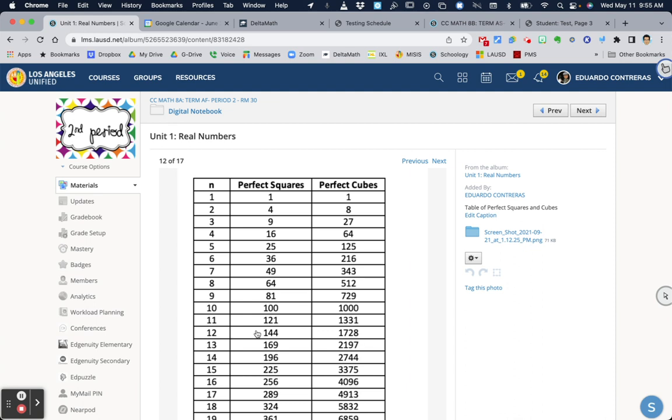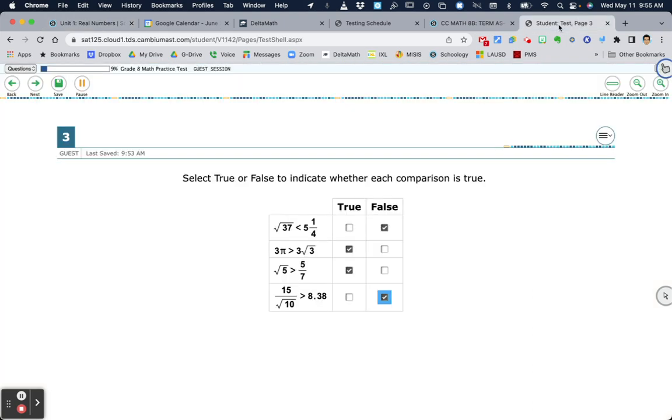Basically, you want to know your perfect squares. Yeah. Square root of 81 is 9. Square root of 64 is 8. All of these, so that you can estimate square roots. Okay. All right. Let's move on.